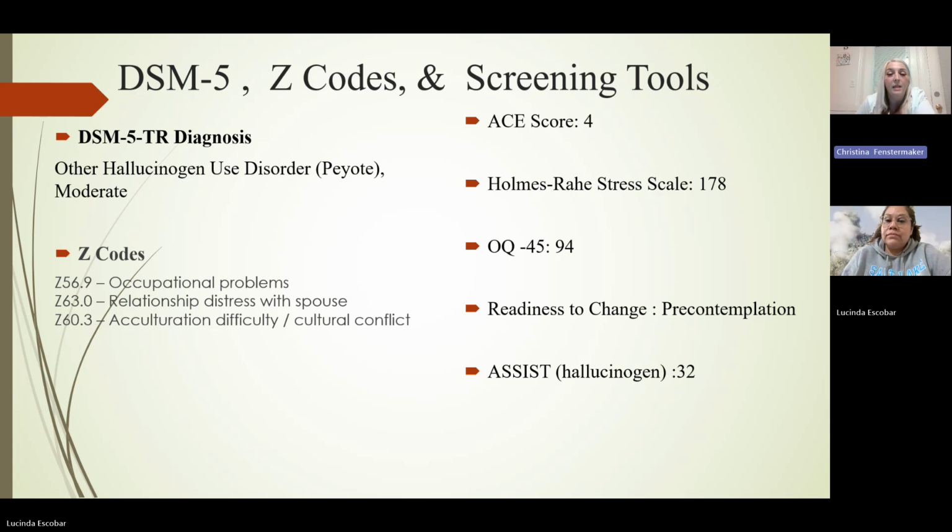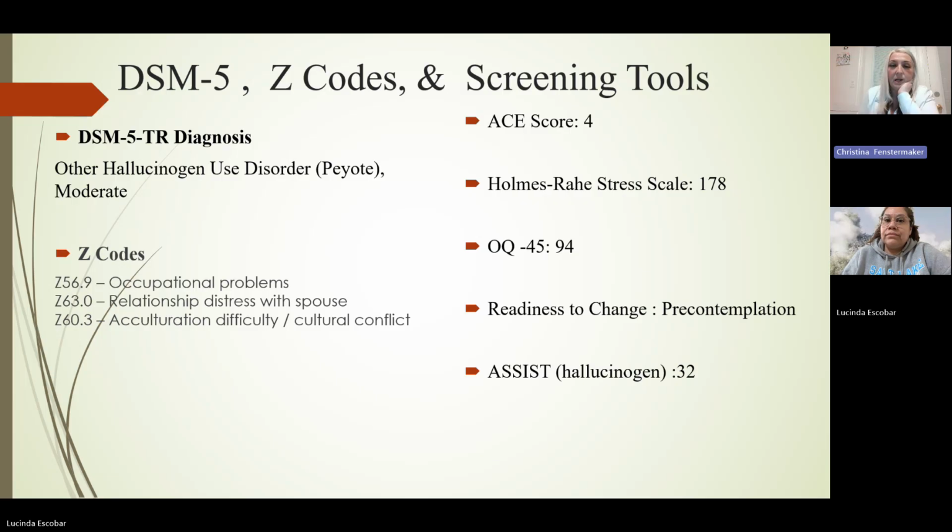And then the Z60.3, which is the acculturation difficulty or cultural conflict, which does play a really big role in his substance use, which is stress related to cultural adjustment or conflicting cultural values.